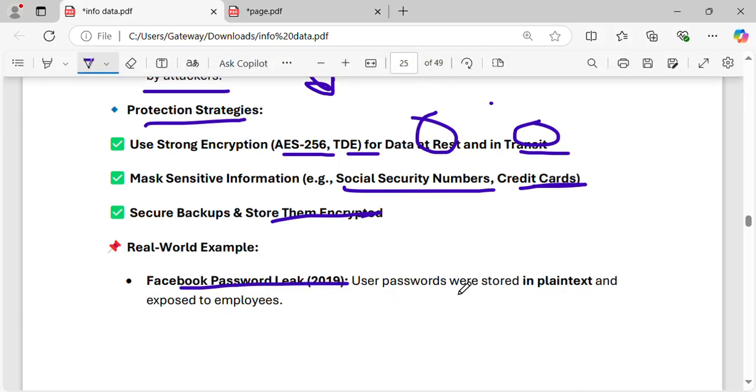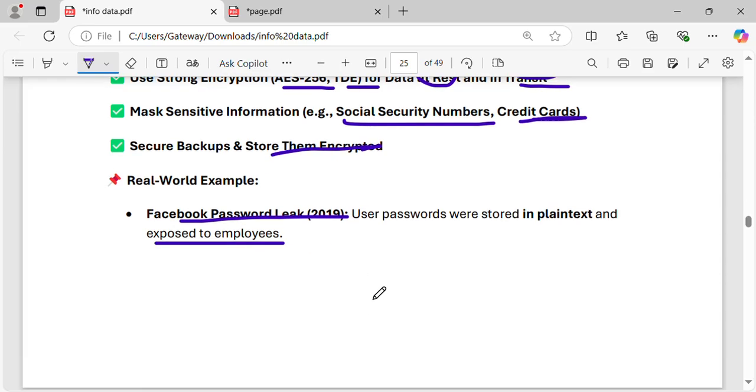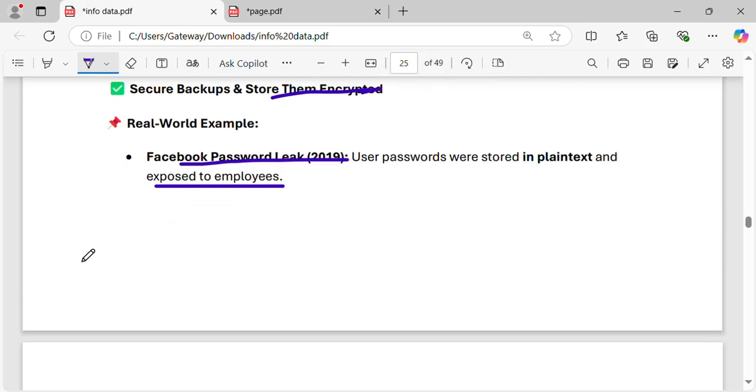Facebook password leak 2019. User passwords were stored in plain text and exposed to employees. Right, passwords were exposed to employees, meaning employees can also gain unauthorized access, right?